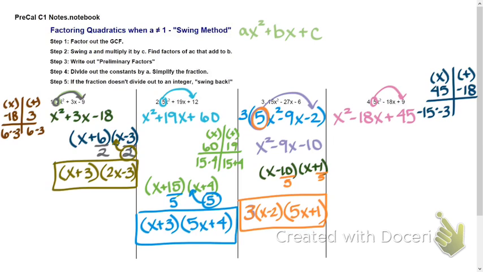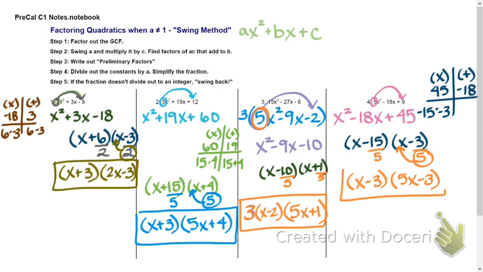Negative times negative gives you a positive, and negative plus a negative gives you more negative. So we have x minus 15 times x minus 3. Divide both by 5. Then we have x minus 3 times, swing this forward, 5x minus 3. Done.